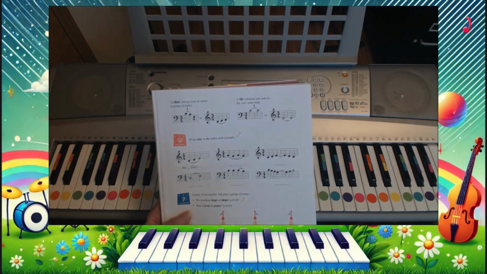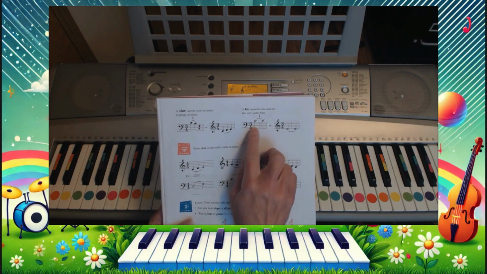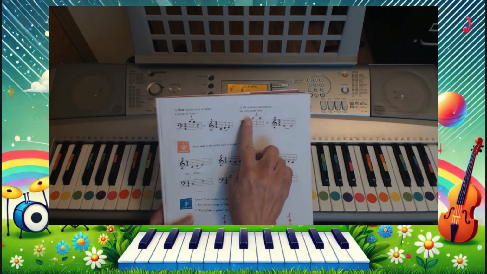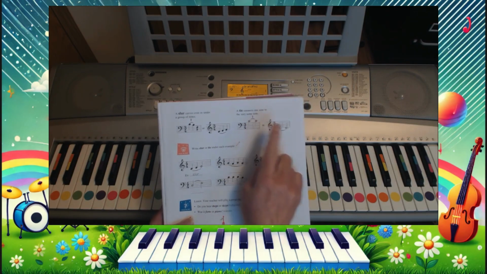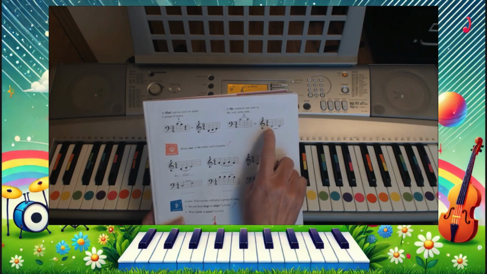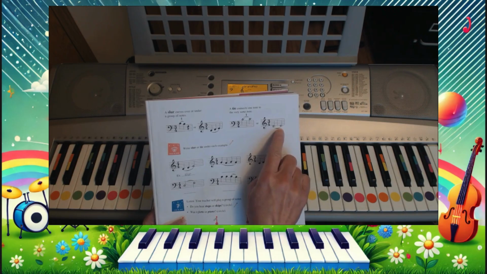Now a tie connects one note to the very same note. So here we have middle C. You play the first one and hold it for the second one. Same thing here. You have a D, play the first one and hold it for the second one.